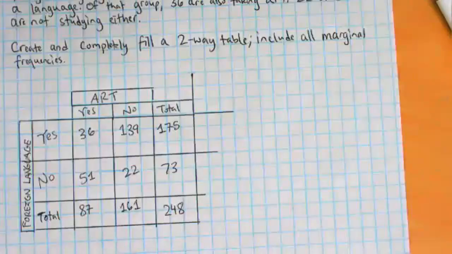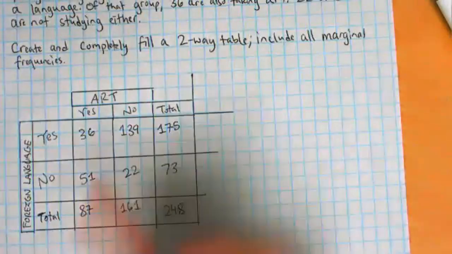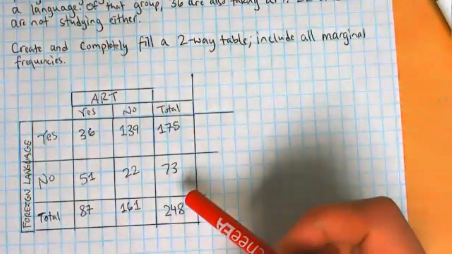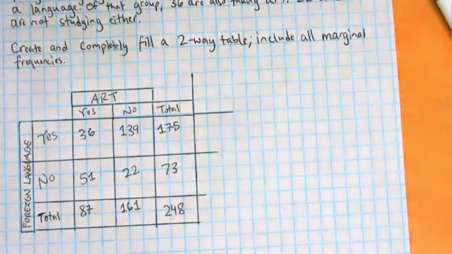All right, so we've managed to fill out our two-way table, and there's just one more thing I want to do with this two-way table, and that is calculate the joint and marginal frequencies. So the joint and marginal frequencies are, essentially speaking, all of these numbers here divided by the total of 248. So I'm basically just going to include percentages for every spot.